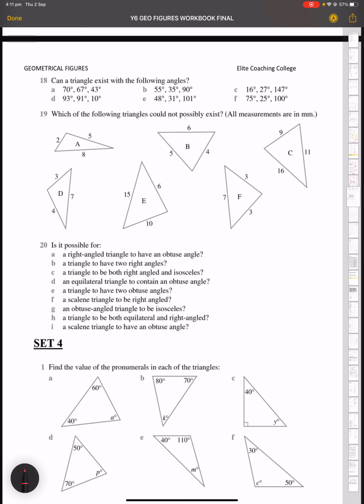Can a triangle exist with the following angles? So all you've got to do is just add these angles up. If they add to 180, then yes. The first one is yes, because they add to 180. You can do the rest by yourself. I'm not going to do that one.